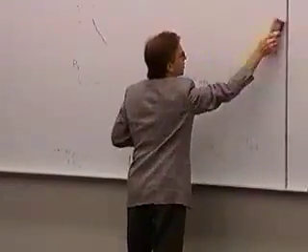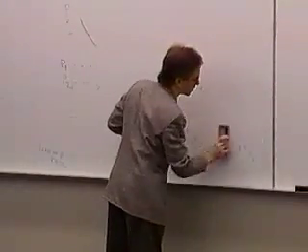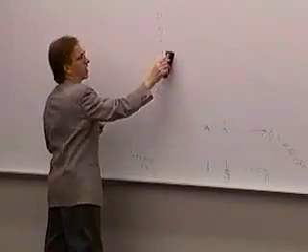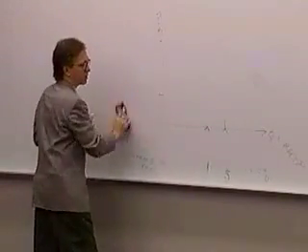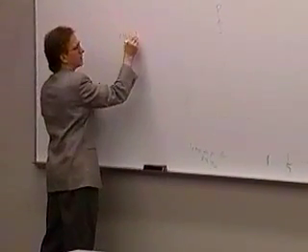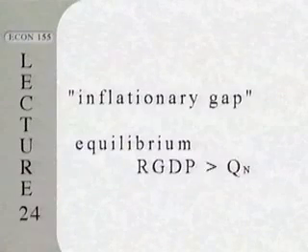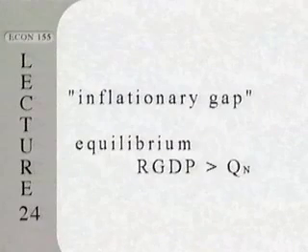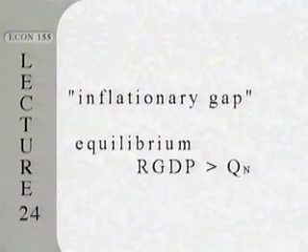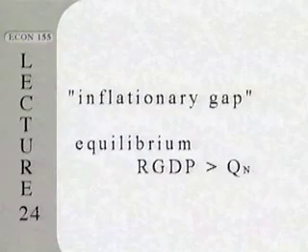Okay, let's go on to the other possibility, the other extreme, which is, suppose we have an inflationary gap. Inflationary gap, what we're talking about in this particular case is equilibrium real GDP is greater than natural real GDP.